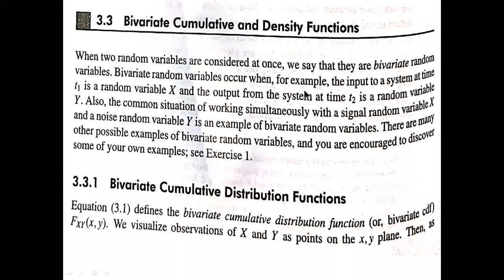So you have a system, and the input to that system at time t1 might correspond to random variable x. The system will have an output also, and the output from the system at time t2 is also a random variable y. So there will be a relationship between x and y. Depending upon the input, the output also will appear. How much correlated they are is the issue there.